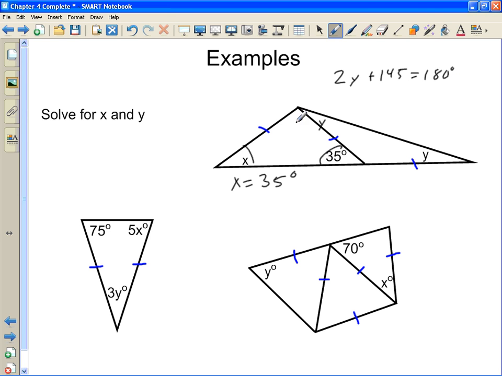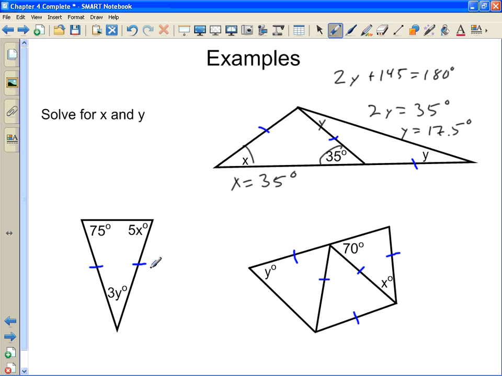Or, if you look at this picture a little bit differently, here's my triangle. This would be an exterior angle, so it should equal the sum of these. So I could just say 2y is going to equal 35 degrees, which is exactly what I'd get if I subtracted this 145 over. So it kind of saves me a step. So divide by 2, and I'm going to get y is 17.5 degrees.